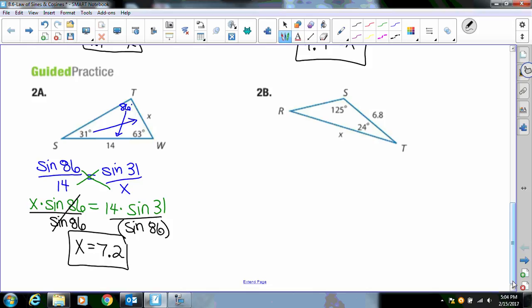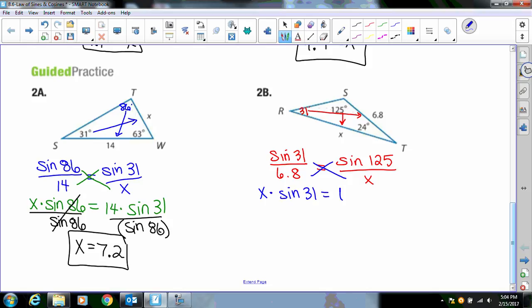Okay, and then the last one. So 125 goes with its opposite side x, and then the opposite with 6.8 is r. We don't have that angle, but we can find it, which is 31 degrees. So the sine of 31 over its opposite side, 6.8, is equal to the sine of 125 over its opposite side x. And cross multiply. X times the sine of 31 is equal to 6.8 times the sine of 125. And then we're going to divide by that sine of 31 on both sides, putting it in parentheses. And so x equals 10.8.